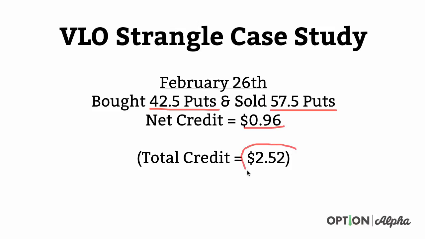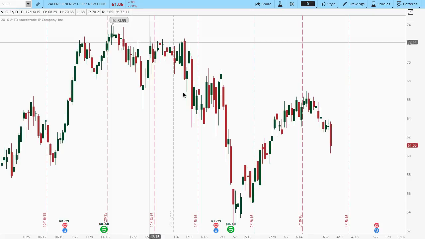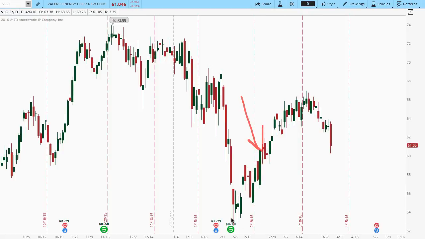That brings our total credit to $2.52 on the entire trade. Again, if we go back to our trade tab here, you can see we closed out of our 42.5 puts, reopened our 57.5 puts, and took in a net credit of 96 cents to do that. So we're starting to make adjustments slowly. This is back on 2/26, right about here. As the stock is moving a little bit higher, it's not completely against us at this point.